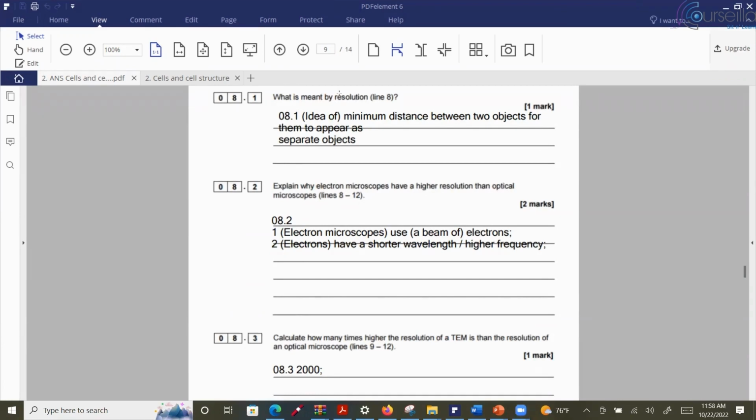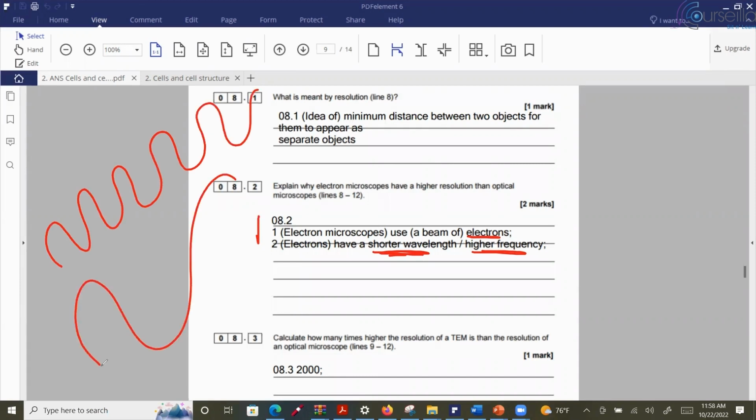Electron microscopes use a beam of electrons that have a shorter wavelength and a higher frequency. Didn't we say that? Remember when we drew the electron beam? This was the electron beam and this was the light waves. It was very obvious that the electron beam had a shorter wavelength. And if you have a shorter wavelength, this is a little bit of physics, you will have more frequency.